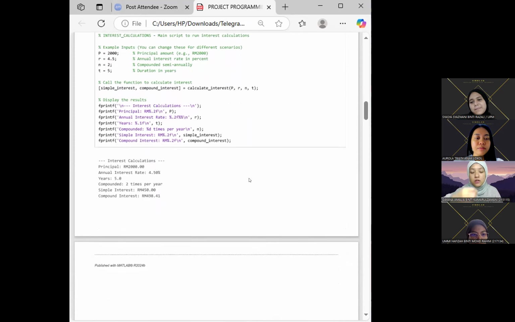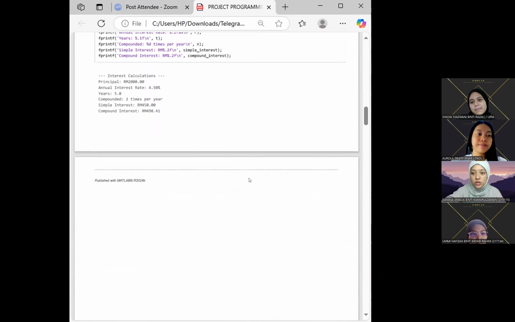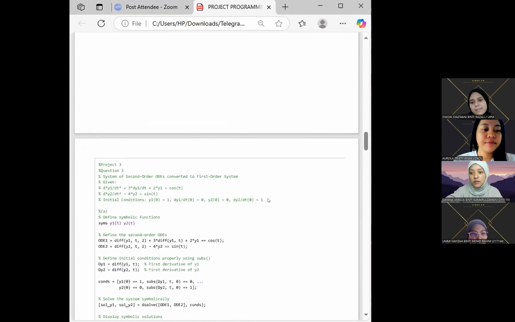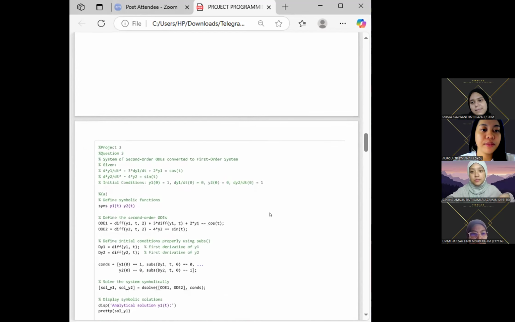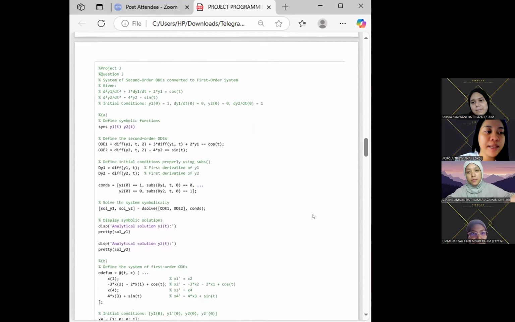And that is all for question 2. Now we're moving on to the third question. For the third question, I will explain how to solve a system of second order ordinary differential equations, both analytically and numerically using MATLAB.